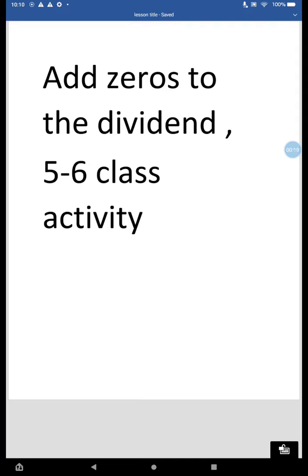This is our very first math lesson this week, and today we're going to be looking at how to add zeros to the dividend. This is going to correlate with 5.6 class activity. So please find that worksheet, very first page of your math packet. It says 5.6 class activity at the top. Add zeros to the dividend.